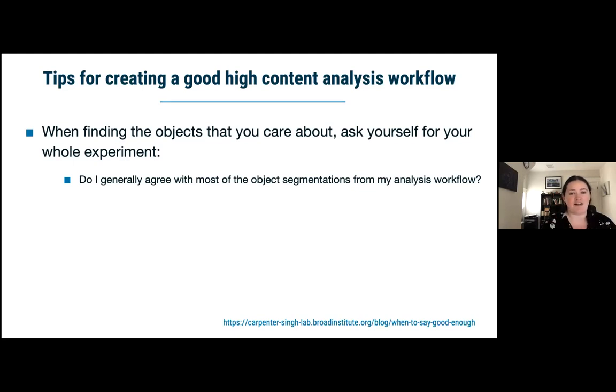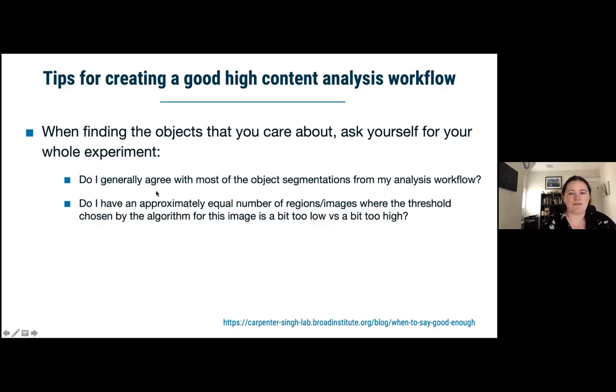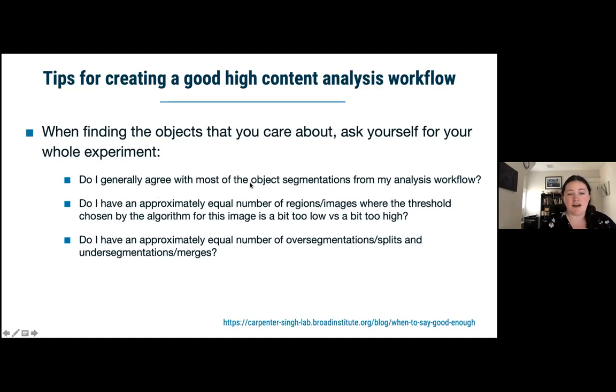You're not going to be getting very far unless you mostly agree with most of them. Hopefully your threshold is good all over the image, but if there are cases where it's a little bit too high or a little bit too low, is that in approximately equal amounts? Likewise, if I'm finding objects, do I have approximately equal numbers of cases, which again is hopefully a low number, where two things that should be separate are stuck together, which we often call under segmentations or merges, versus a case where one object that is truly one object is split into many, which we tend to call split or over segmentation.